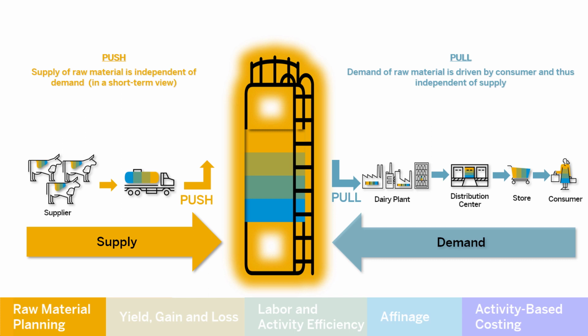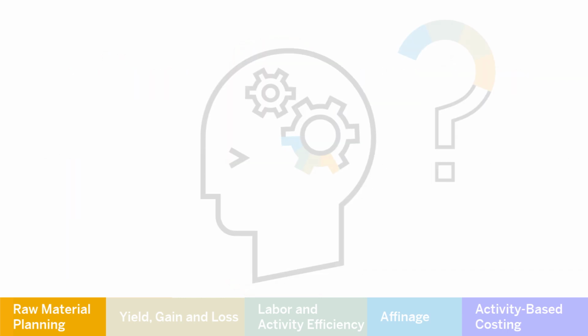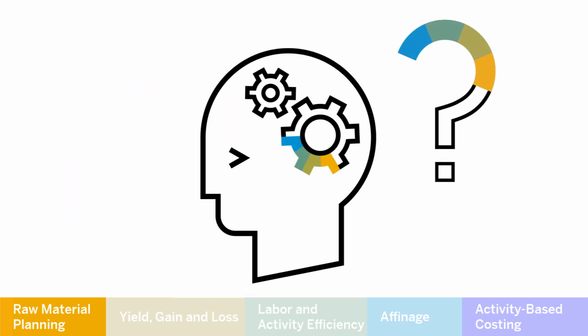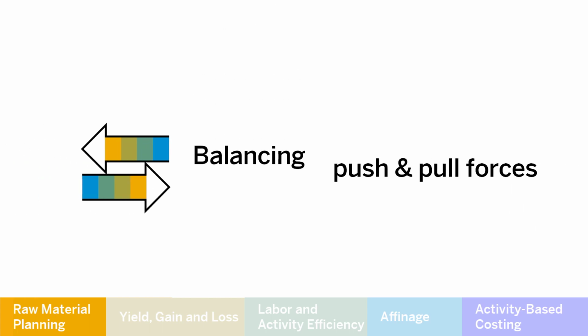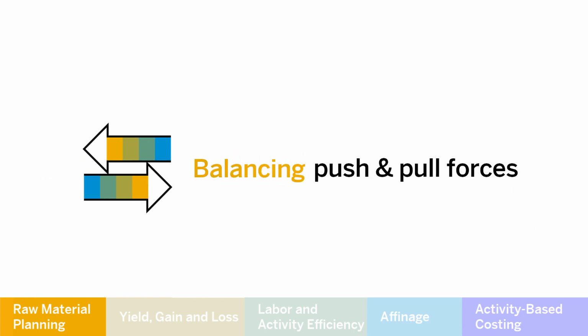The pull requirement for milk is triggered and calculated from consumer sales. Production is triggered by the planned sales. So how do I ensure that I have enough raw milk to satisfy consumers and that I use what I have most wisely? By balancing all available raw material quantities with the required demand.